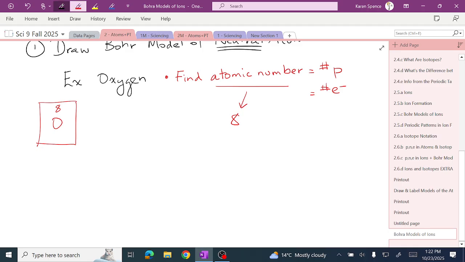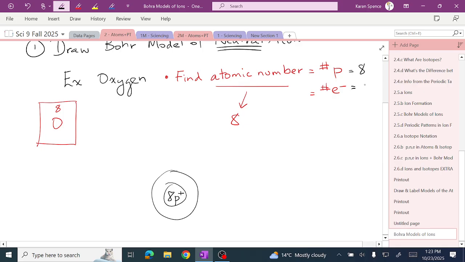So what we're going to do is draw our nucleus. Our nucleus will contain 8 protons. We're not going to worry about neutrons just yet, okay? If the atomic number is 8, that means the number of protons is 8 and the number of electrons is 8.